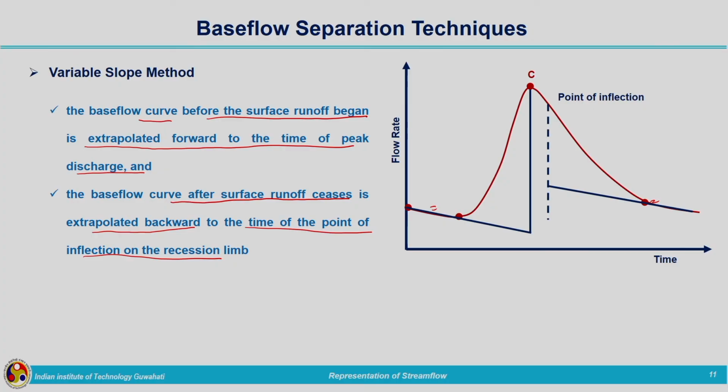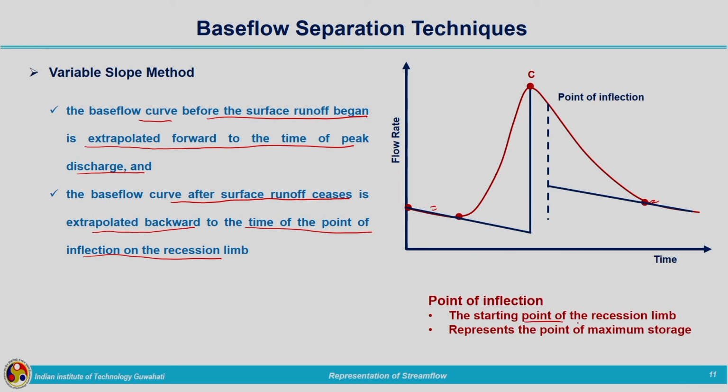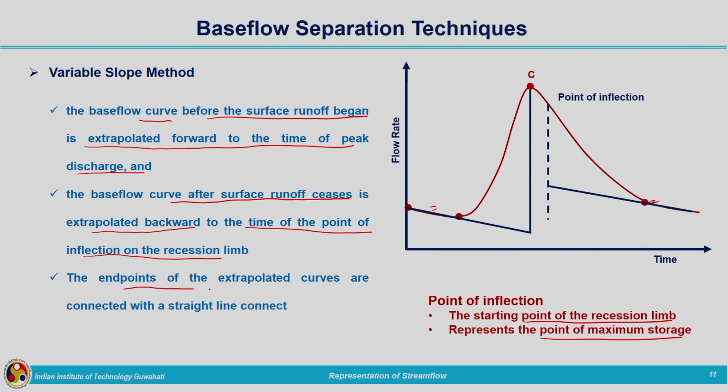Then from the point of inflection we will drop the perpendicular. The point of inflection is the starting point of the recession limb, and it represents the point of maximum storage. After that, the endpoints of the extrapolated curves are connected by means of a straight line. Beneath these extrapolated lines, marked by the blue lines, the area will be hashed, and that represents our base flow. That needs to be deducted from the total stream flow to get the direct runoff.